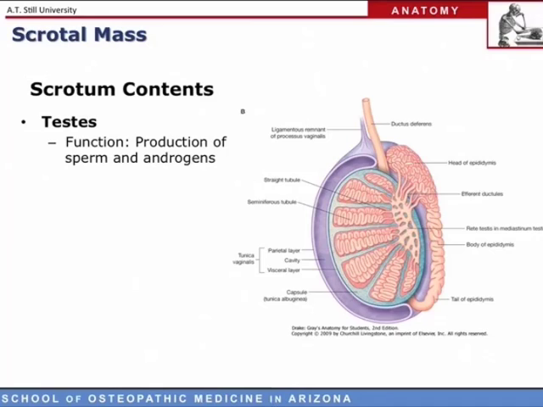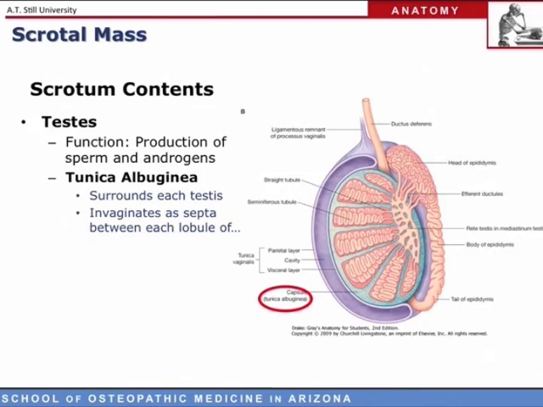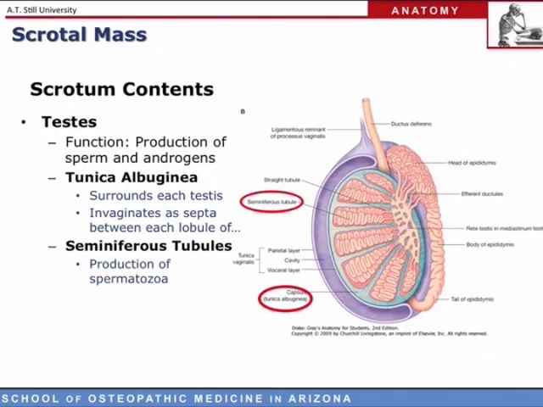Now, when we look at the testis, we see that it has this fibrous connective tissue capsule right here, and that's known as the tunica albuginea, and it surrounds each of the testes, and the fibrous connective tissue aspect of the tunica albuginea also invaginates as septa to separate each of the lobules of the seminiferous tubules. So here we see the seminiferous tubules right there, and that is the area where production of spermatozoa takes place.